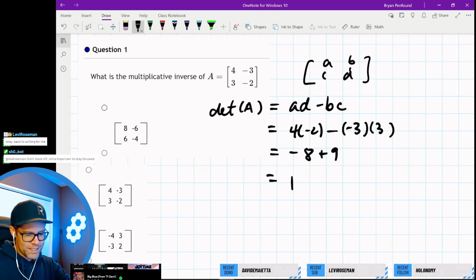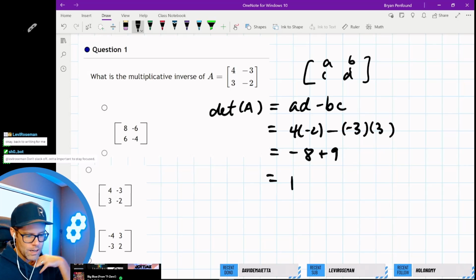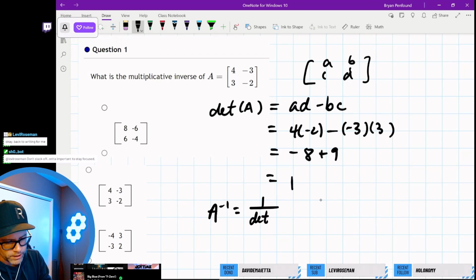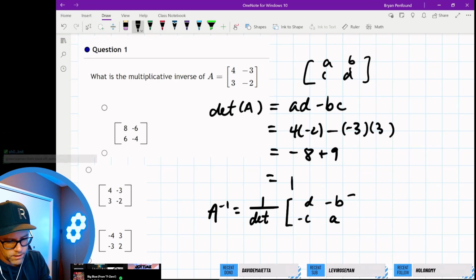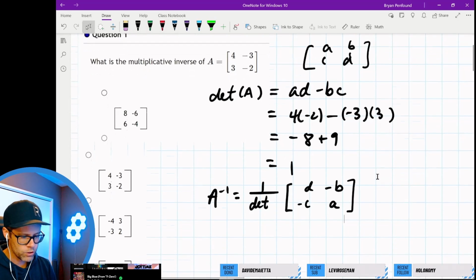So our determinant is 1. It's 9 subtract 8. So this does have an inverse. And if we want to find the inverse, we could do that by doing 1 over the determinant. And then we do some rearranging. So we're going to rearrange D and A, and we're going to negate B and negate C. This is the 2x2 quick formula to find the inverse.